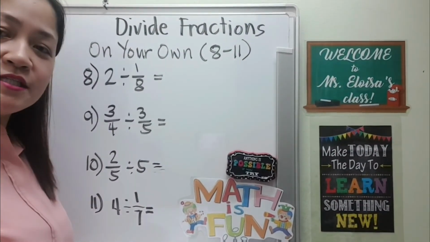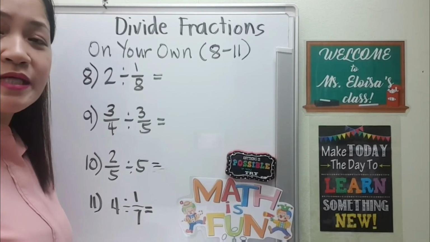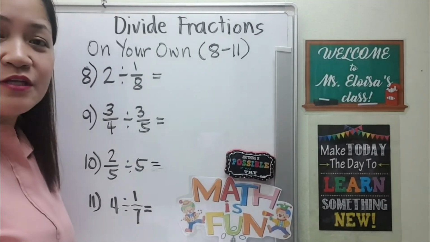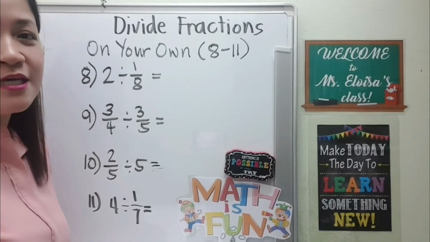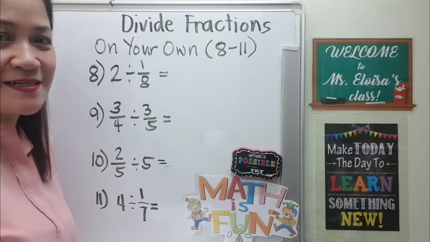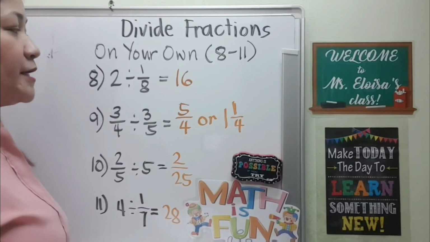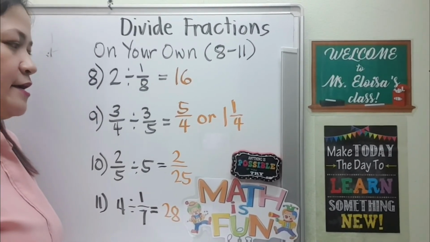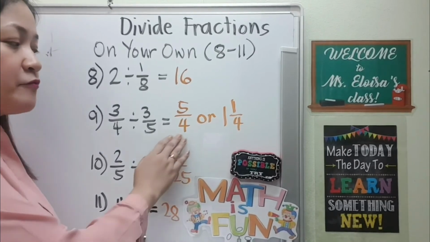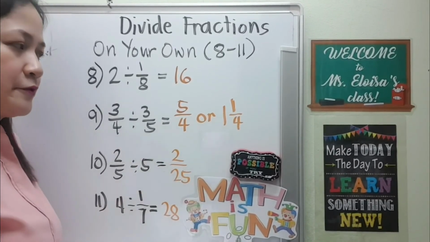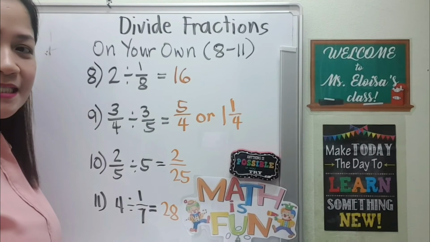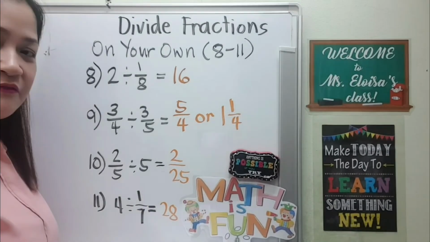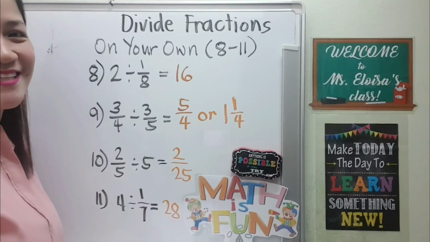Now, it's your turn to try numbers 8 to 11 on your own. You may pause the video here and then see if you get the correct answers later. So for number 8, the quotient is 16. Number 9, it's 5 over 4 or 1 and 1/4. Number 10, 2 over 25. And number 11, it's 28.